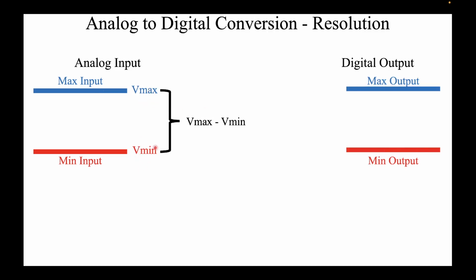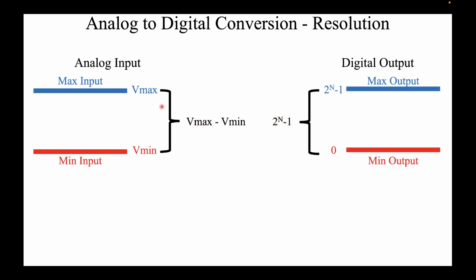Let's say this voltage is Vmin to Vmax, so the difference will be Vmax minus Vmin between the input voltages. Similarly, the minimum output is 0. You cannot go below 0 as far as the digital output is concerned, and the maximum, if it's an n-bit signal, that you can achieve is 2 raised to the power n minus 1. This is the maximum in the decimal value that you can achieve, right? So the difference between them again is 2 raised to the power n minus 1.